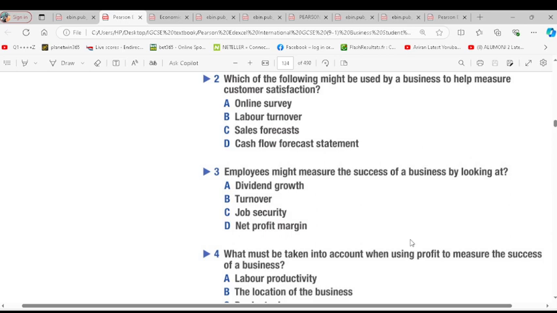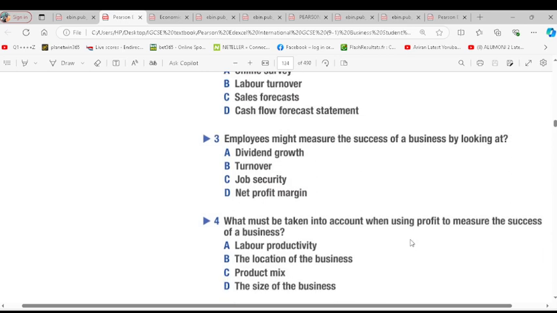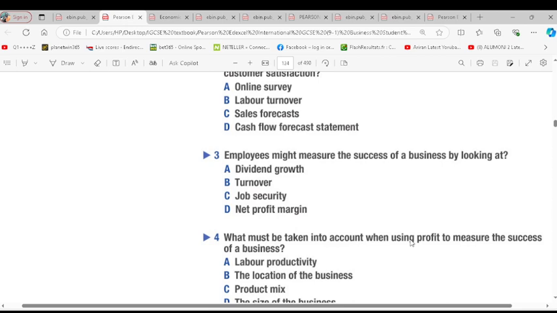Is it online survey? It's online survey. They measure by how happy customers are, like on social media. Clear. So question 2 is A.